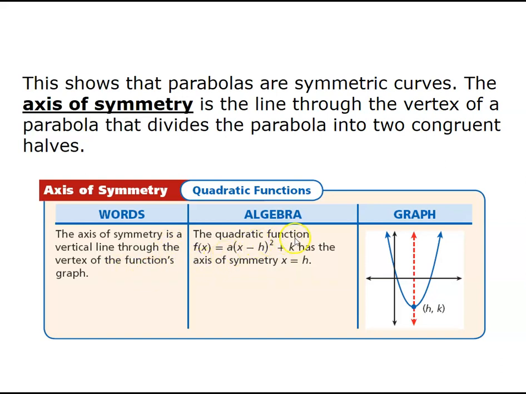So the quadratic function f of x equals a(x minus h) squared plus k has the axis of symmetry x equals h. Therefore, the value of x, okay, which is the h and k.